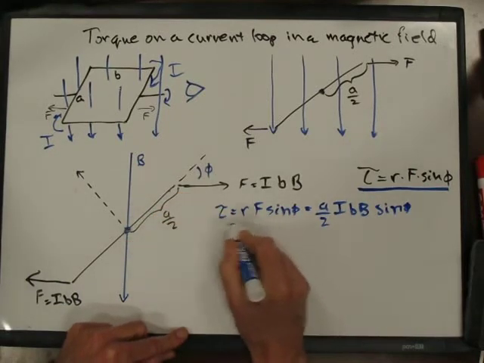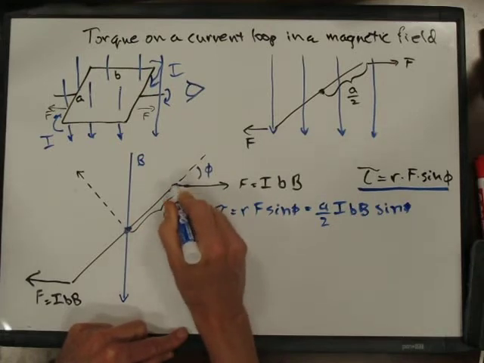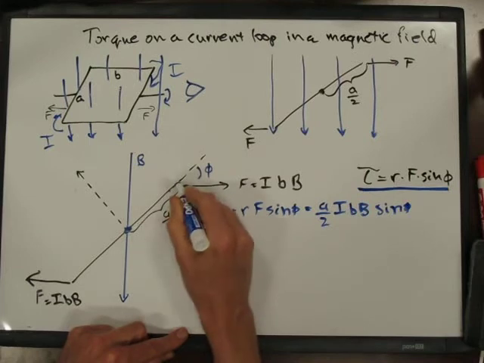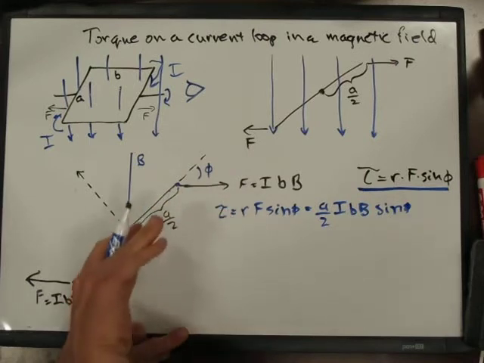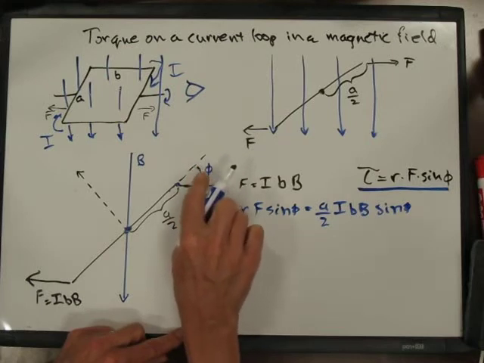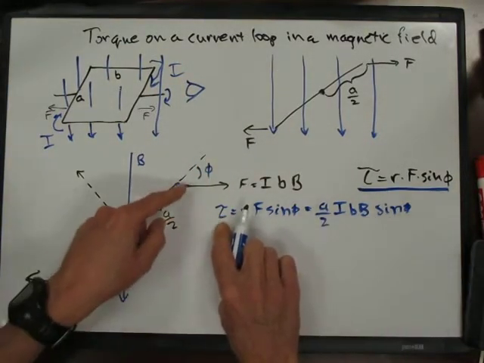Remember, for a torque, the R is the distance between the center of rotation and the place where the force is acting. It's acting along that wire, so in this picture it's that distance. So that's my R. The direction is that direction. The F is this direction, so the angle between them is that phi. And so this is what I get for the torque due to this guy.